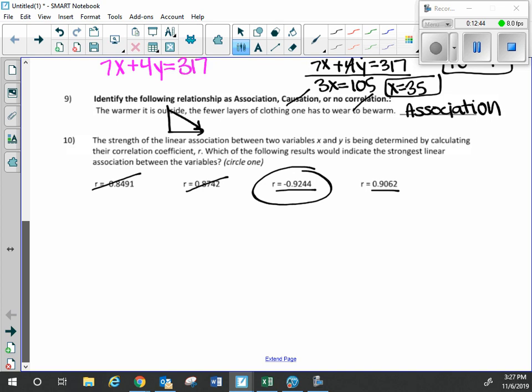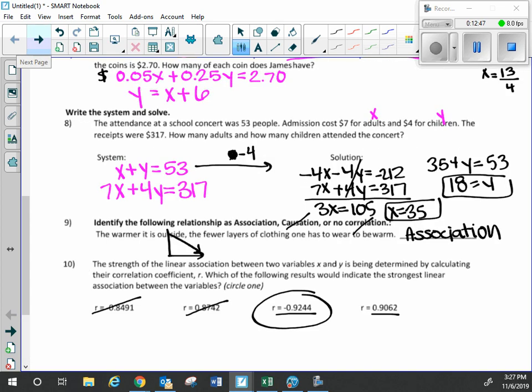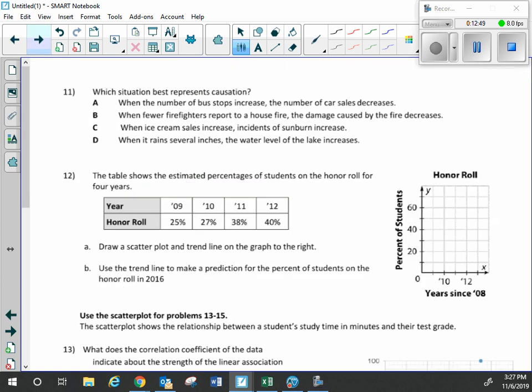Okay, flip to the back. Which situation best represents causation? So one thing caused by another. When the number of bus stops increase, the number of car sales decreases. No. When fewer firefighters report to a house fire, damage caused by the fire decreases. No. When ice cream sales increase, incidents of sunburn increase. No. When it rains several inches, the level of the lake increases. Yes. A lake is a closed body of water, so if it rains, it's going to rise.